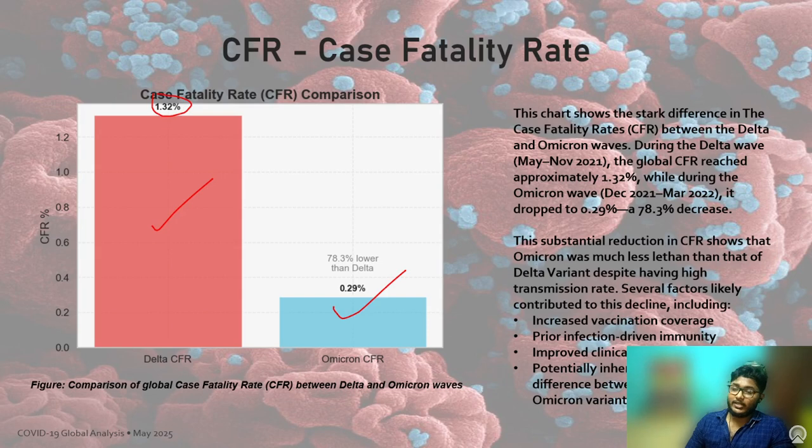So what does that tell us? It points a finger to a few things: increased vaccination coverage, prior infection-driven immunity, improved clinical management, and potentially an inherent pathological difference between the Delta and Omicron variants, meaning the Omicron variant was weaker than Delta in effectiveness.